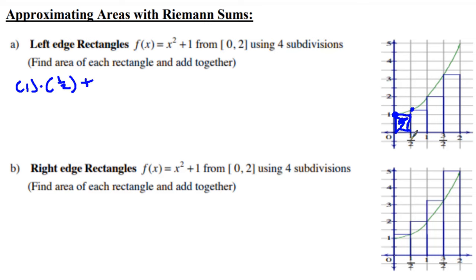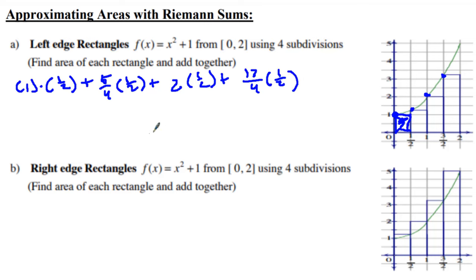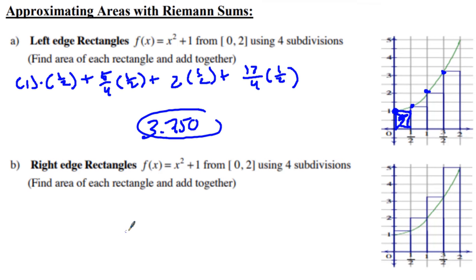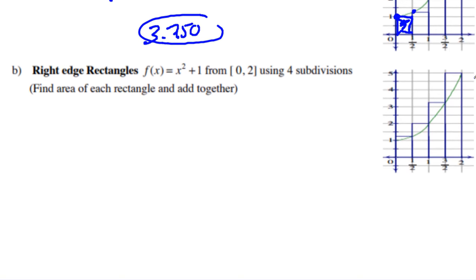Plus, this next one, you plug 1/2 into your function, and we end up getting 5/4, and that is 1/2 in width, plus the next point, which is at 2, times 1/2 in width, plus the next point, which is at 13/4, and that's times 1/2. You add up all these sums and we get an area of about 3.750. You can try that on your own. It's correct, don't worry.